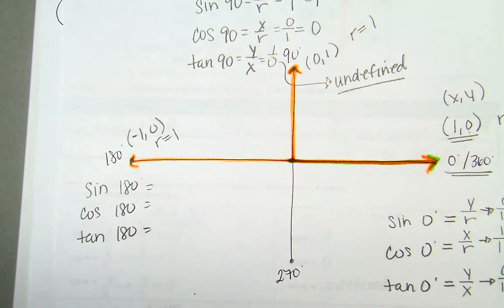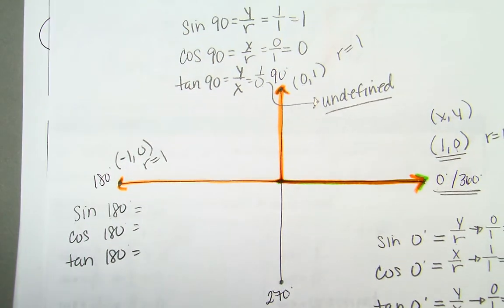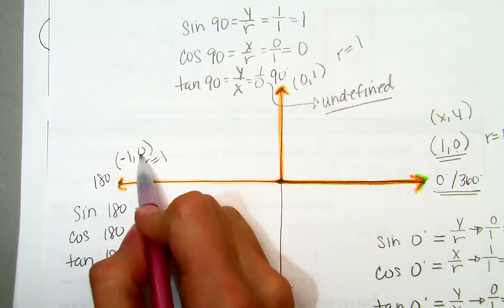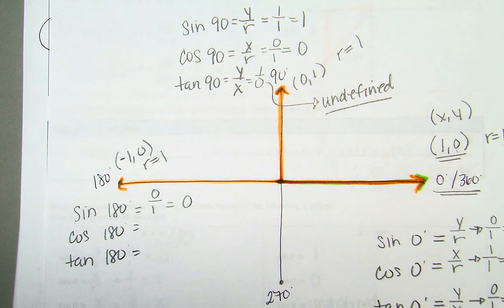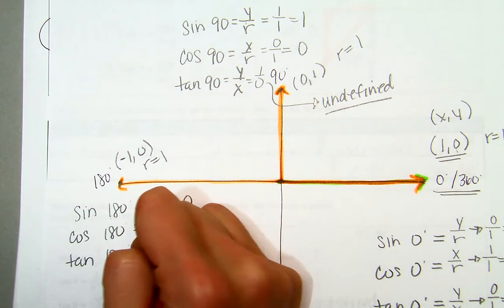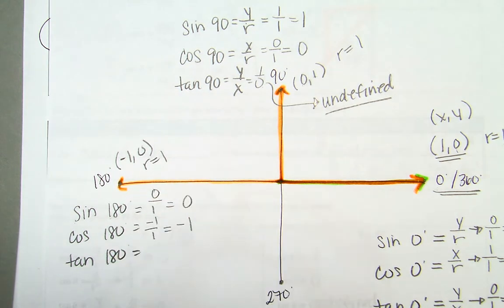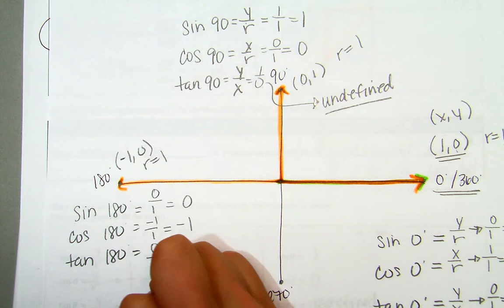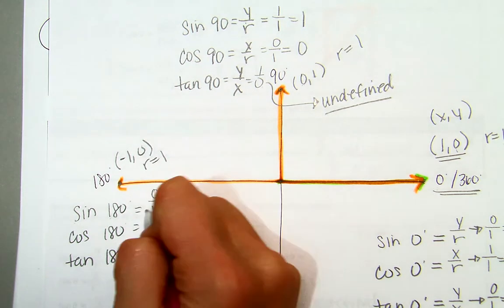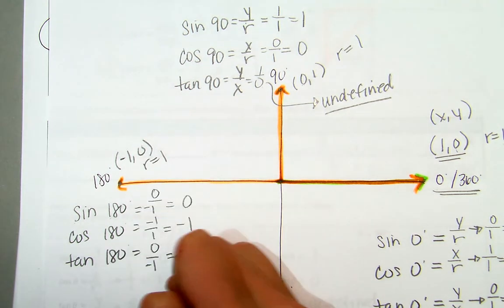Sine is y over r. So I'm not going to rewrite it because I have it up here. Y in this case is 0 over 1, which is 0. Cosine is x over r. So in this case we get negative 1 over 1, which is negative 1. And tangent is y over x. So in this case we get 0 over 1, over negative 1, I should say. Both of these should be negative 1, which is equal to 0.